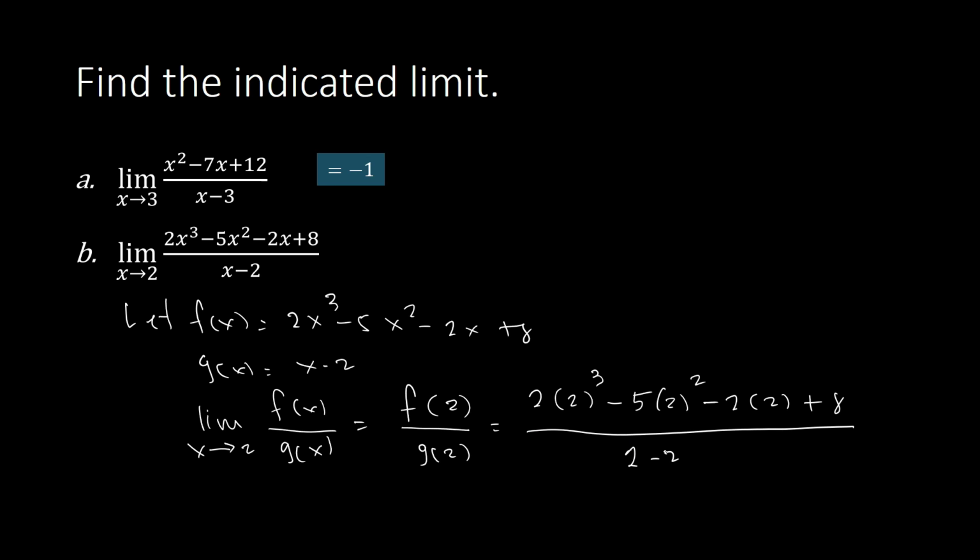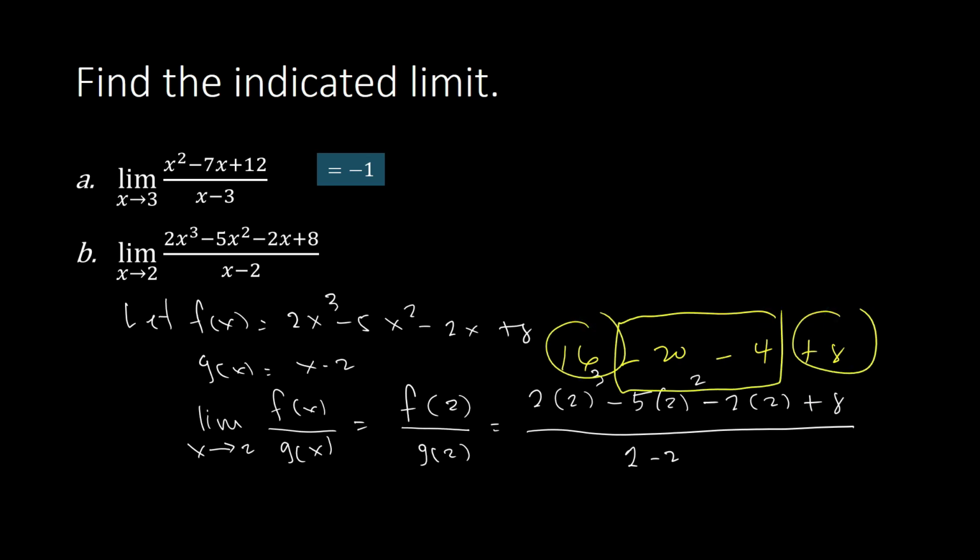Okay, so let us see. This one becomes 16, minus 20, minus 4, plus 8. What is that equal to? This one is negative 24, and this one is positive 24. So 24 minus 24 is just equal to 0. The denominator is 0. So again, this is an indeterminate form.